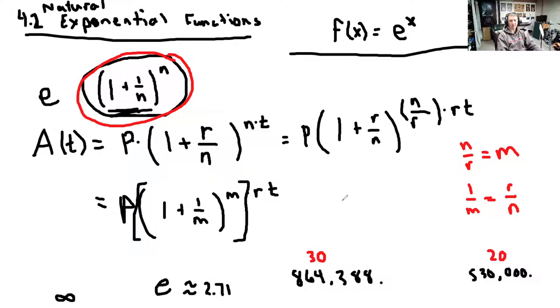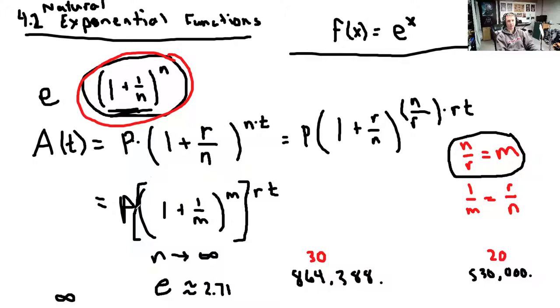Now what we're going to do is let n go to infinity. If n goes to infinity, what happens to m? If n gets bigger and bigger, the interest rate is fixed. R is a fixed number. Then m goes to infinity too, doesn't it?